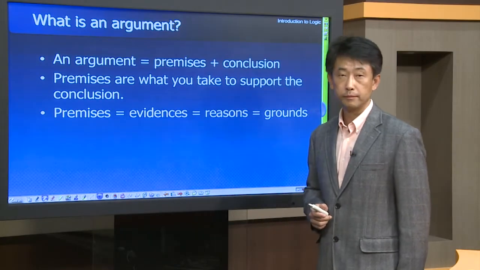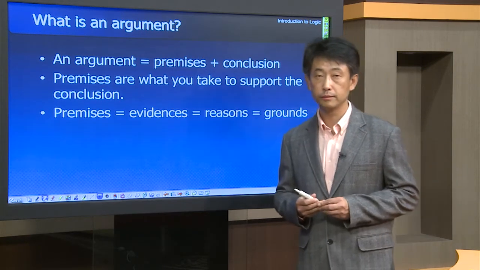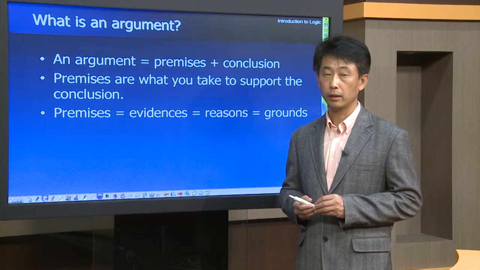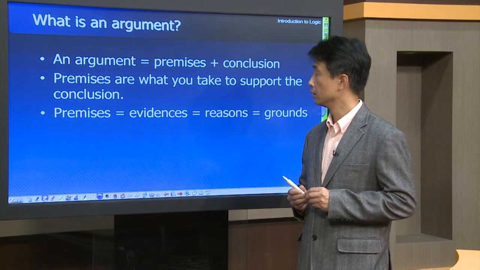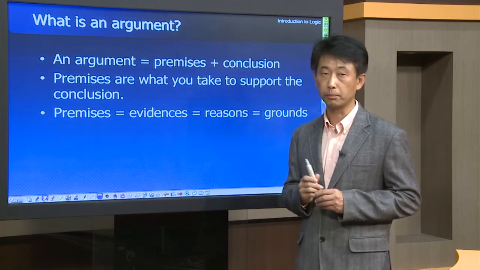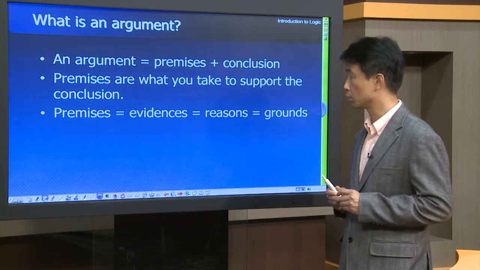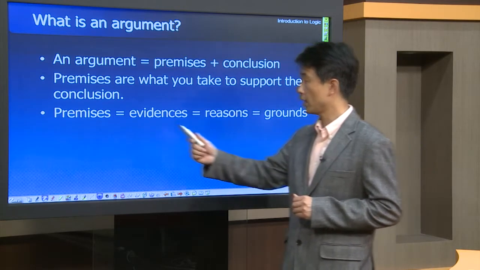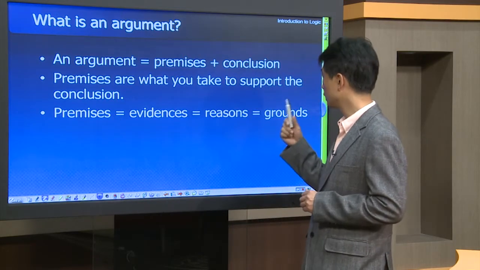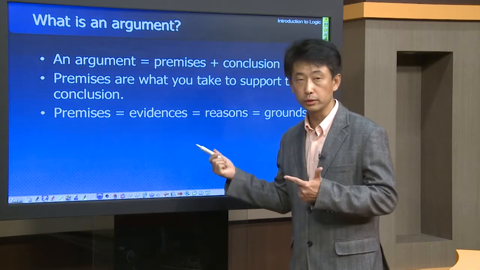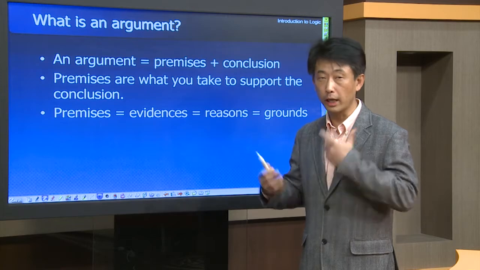What is an argument? An argument is a set of sentences that must have these two parts, the premise part and the conclusion part. Premises are what you take to support the conclusion. We say premises are the evidence or the reasons or the grounds for the conclusion. The conclusion is your belief or your claim. Okay?